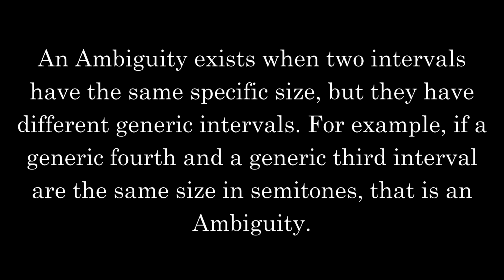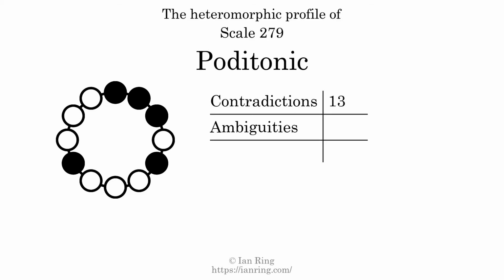An ambiguity exists when 2 intervals have the same specific size, but they have different generic intervals. For example, if a generic fourth and a generic third interval are the same size in semitones, that is an ambiguity. The number of ambiguities in this scale is 7.